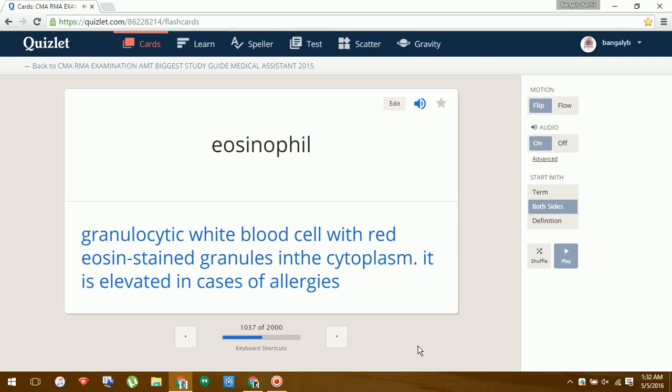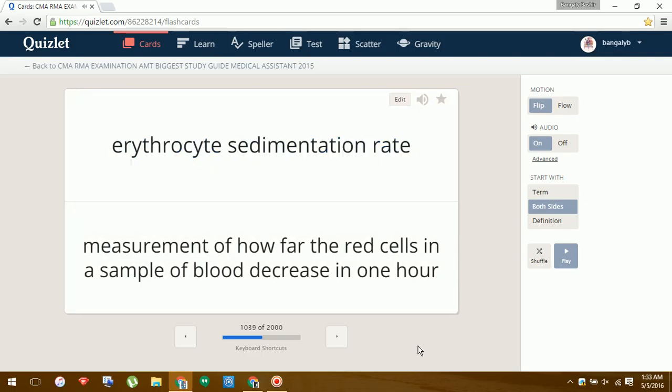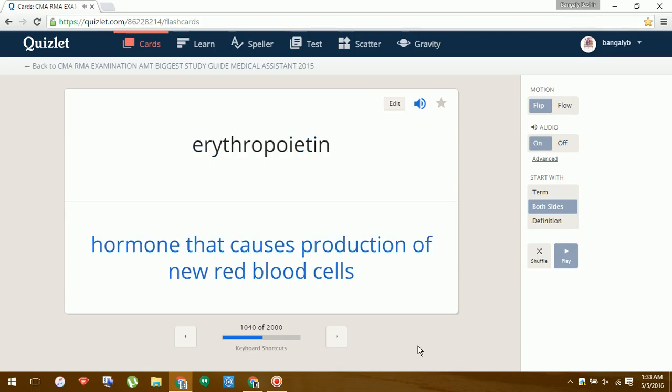Eosinophil. Granulocytic white blood cell with red eosin stain granules in cytoplasm. It is elevated in cases of allergies. Erythrocyte. Red blood cell, one of the formed elements of the blood. Erythrocyte sedimentation rate. Measurement of how far the red cells in a sample of blood decrease in 1 hour. Erythropoietin. Hormone that causes production of new red blood cells.